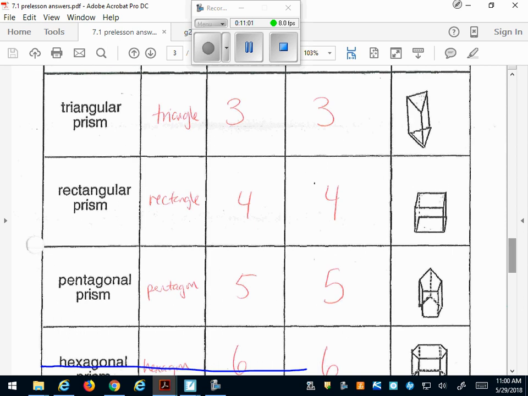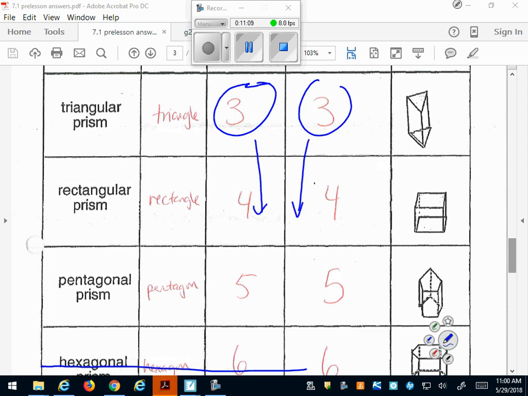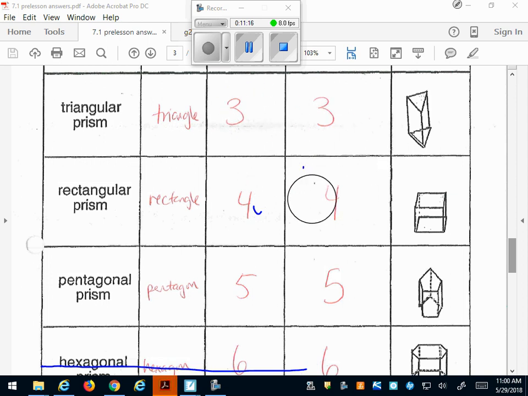Okay, in this chart, you might have noticed that the two columns here, this column and this column, all the way through, have the same numbers, right? Because the number of edges on the base has to be the same as the number of faces that are not bases. Let's look at the pentagon, for example.